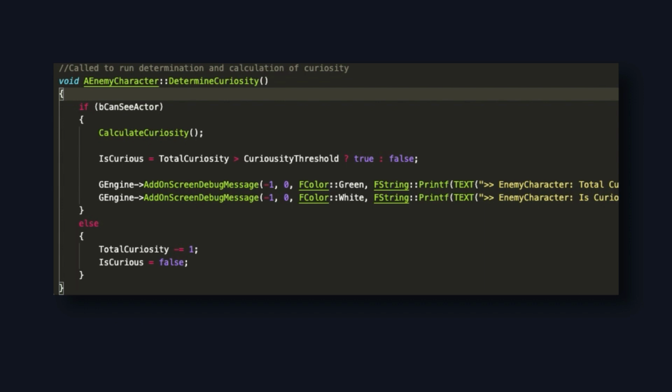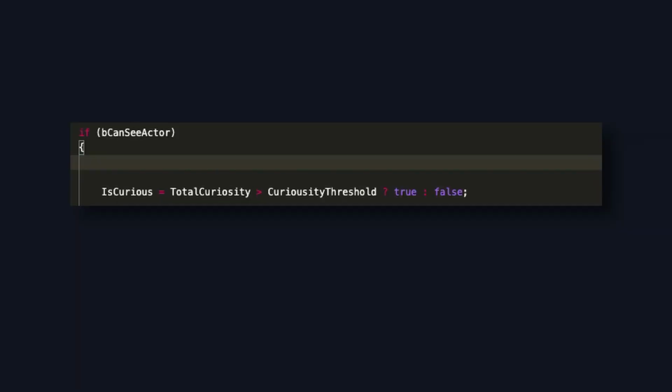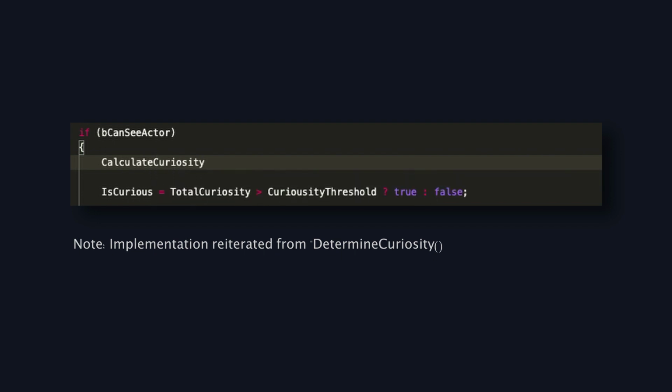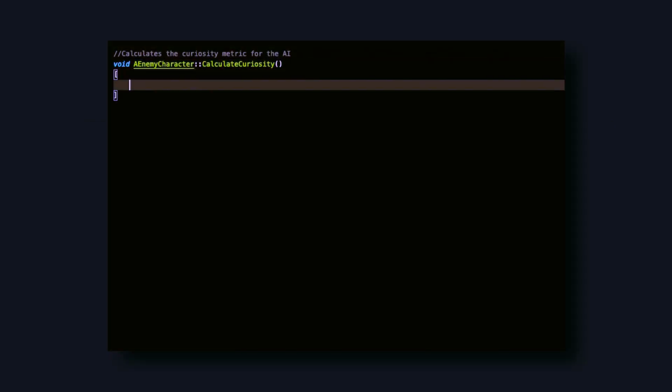Now, it's optional, but I've included some screen debug messages so it can actively monitor the curiosity during gameplay. But above that, we need to determine the total curiosity of the AI. So let's write a method called calculate curiosity within the if statement. Within the function, we first determine the dot product from the AI to the stimuli.